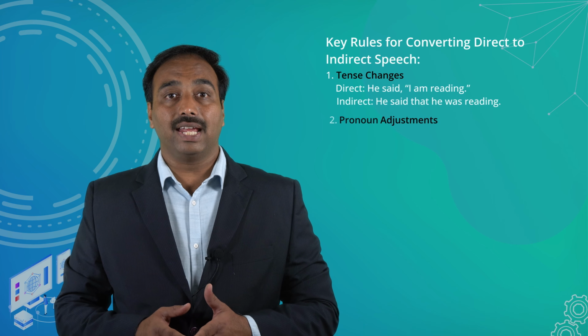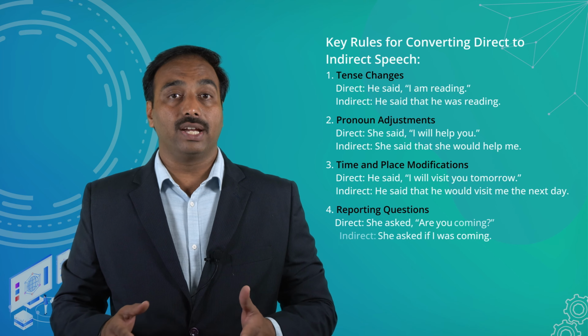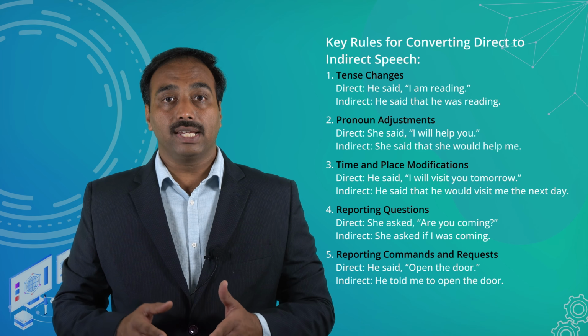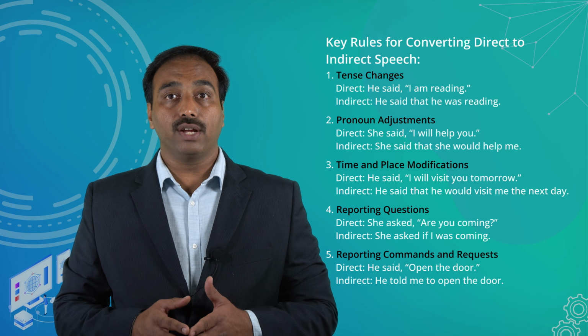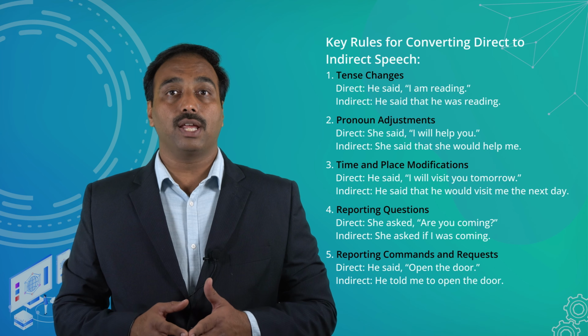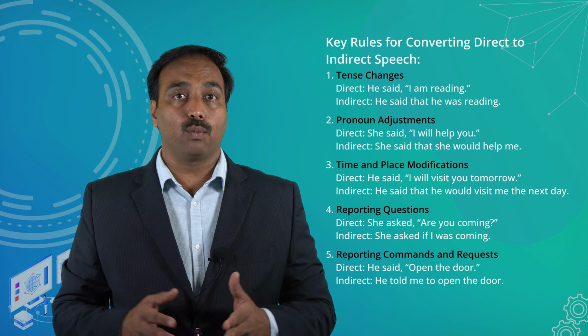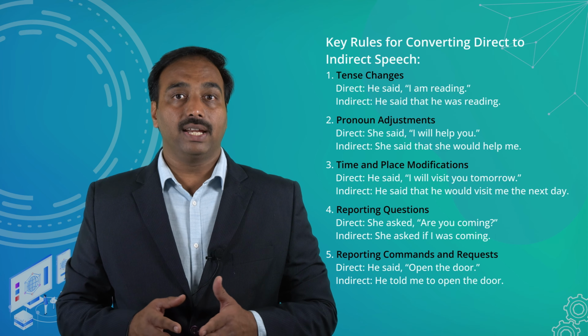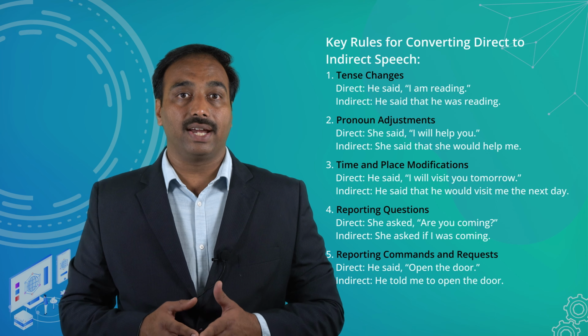Now let us discuss the key rules for converting direct to indirect speech. Tense changes. When the reporting verb is the past tense, the verbs in the reported clause typically shift back one tense. For example, he said, "I am reading." In indirect speech, he said that he was reading.